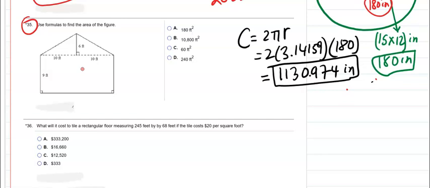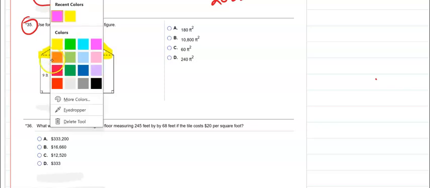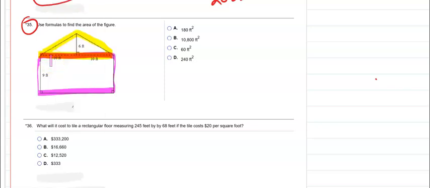Question number 35. Okay, this is called a composite figure because there are two figures together in the same picture. So the top figure is the triangle and the bottom figure is the rectangle. So basically you're looking for each area, the triangle area and the rectangle area, and add them to find the area of the total. So what's the area of the triangle?